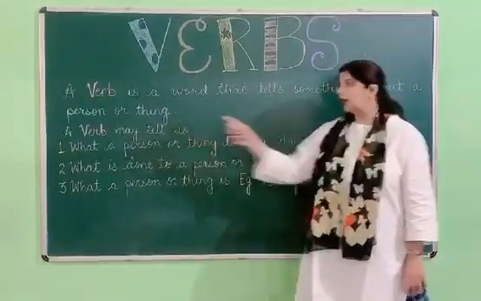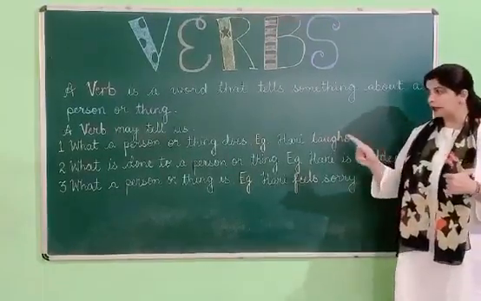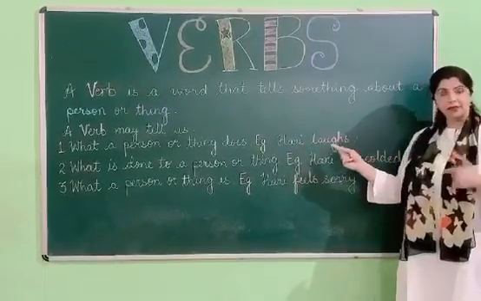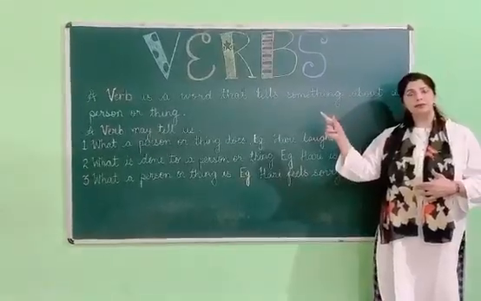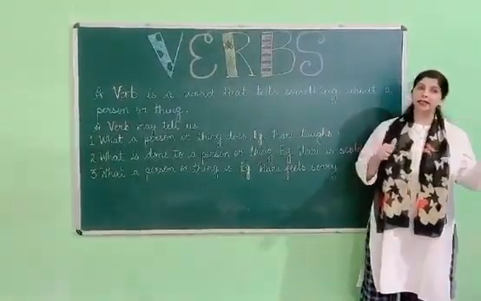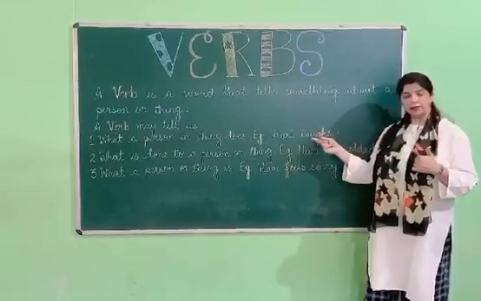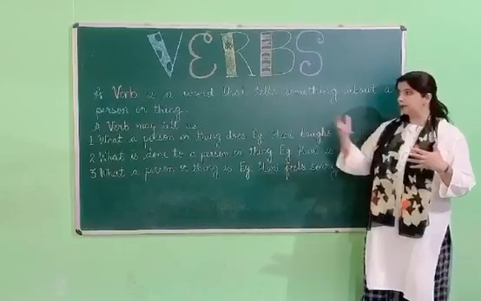So, we would repeat that a verb is a word that tells something about a person or thing. A verb may tell us three things. Number one, what a person or thing does. Like, Hari laughs. I teach. The boy swims. The girl is singing. Singing, swims, teach, laughs. What are they? Action words which are being done by the person or thing.